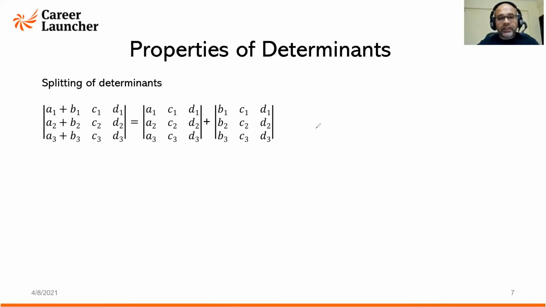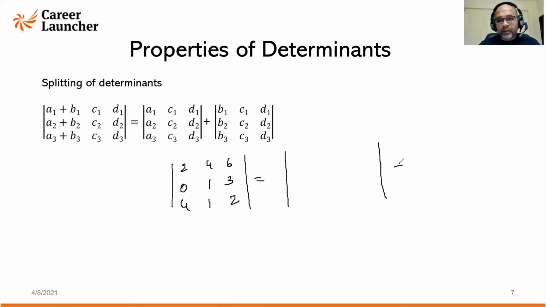Let's use a number for this. So if I have 2, 4, 6, 0, 1, 3, 4, 1, 2, and I want to write it as a sum of two matrices, I will write my 4 and 6, 1 and 3, 1 and 2 the same: 4, 6, 1, 3, 1, 2.